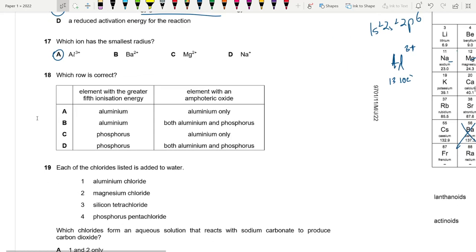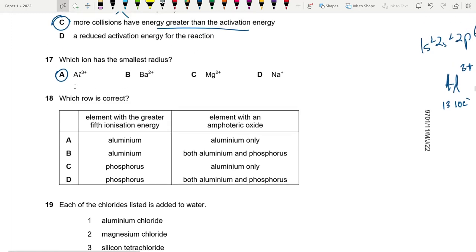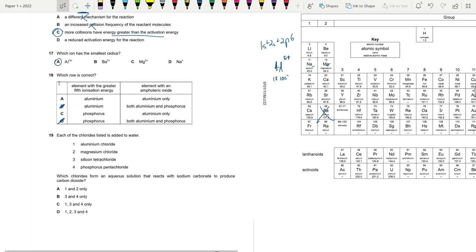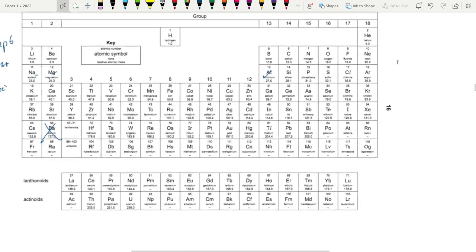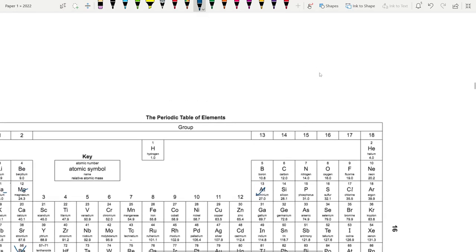Which was correct? Element with higher fifth ionization energy. Element with amphoteric oxide. Okay, phosphorus has an acidic oxide, so it's between A and C. Element with higher fifth ionization energy: if you look at aluminium, the graph for aluminium should look like this. Across the period, ionization energy actually increases. So this is the one for aluminium.